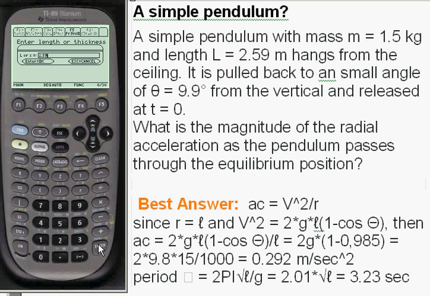2.59. And that's meters. Okay, if they gave you centimeters, I would convert that for you, but here's number 3 meters. And then the angle is 9.9. Alpha, 9.9.